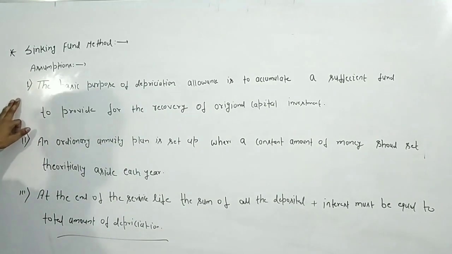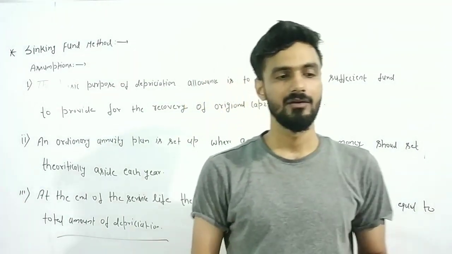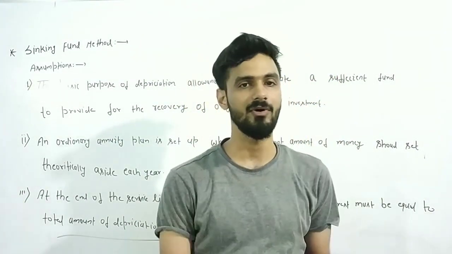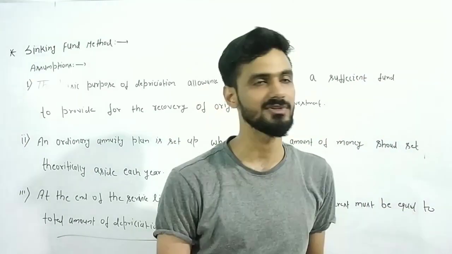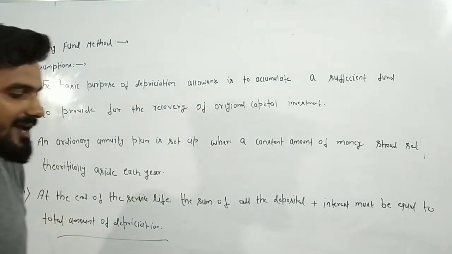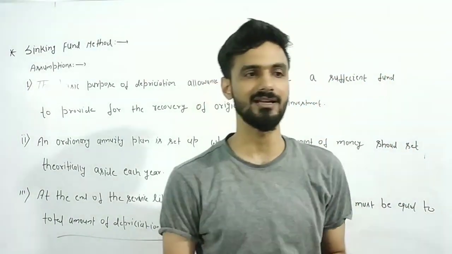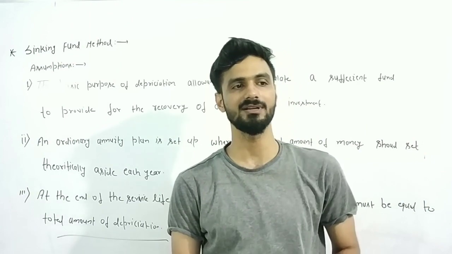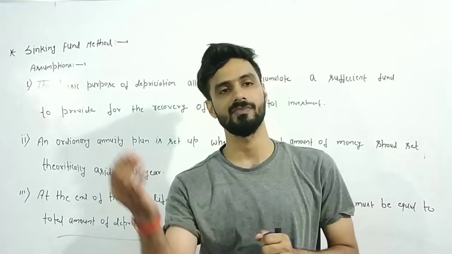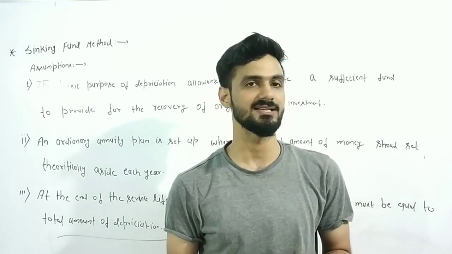So here I have written the basic purpose of depreciation allowance is to accumulate a sufficient fund to provide for the recovery of original capital investment. In this method, we are basically going to accumulate some amount so that it will be used in the coming future. Now that will follow an annuity concept. Each and every year there must be a cash flow, and if you add up all these cash flows, the sum of the present value of all the cash flow will give you the amount of depreciation at the end of the service life.